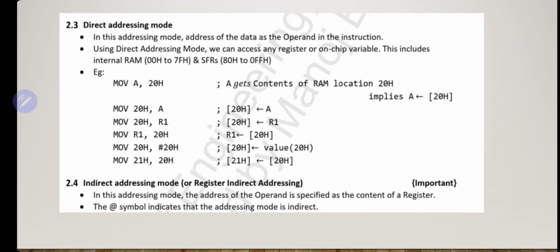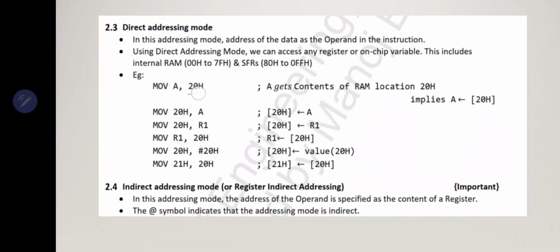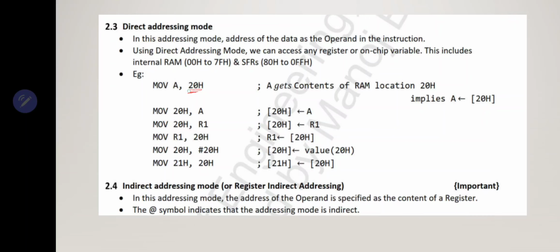So here, instead of giving a register, we are giving a direct address. We are not giving a hash here, so it is an address. There is an address 20, and it has the data 50. This is the address and this is the data. So this address has the data 50.